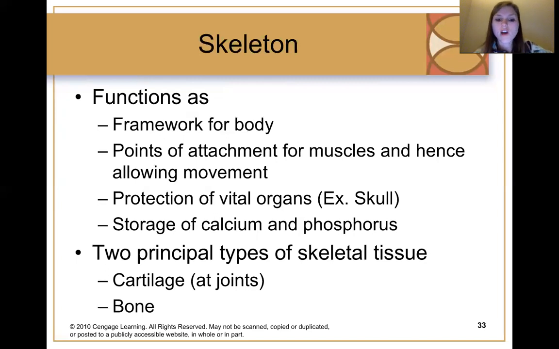And then the skeleton is also a storage place for calcium and phosphorus. Those are two important minerals that are really, really needed for your body. And so the skeleton in your bone is a good place to have those stored, so that if you're not getting an adequate diet, or you're in a state of malnutrition, your body can start breaking down your bone for calcium and phosphorus. So it's an important storage source of those. And then the two main types of skeletal tissue are cartilage, which is around the joints, and then bone.